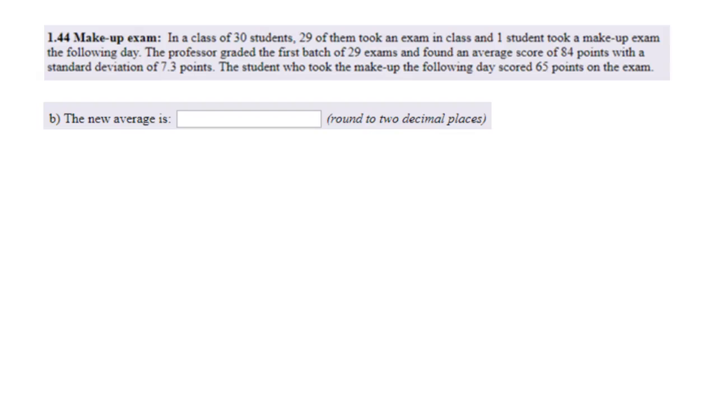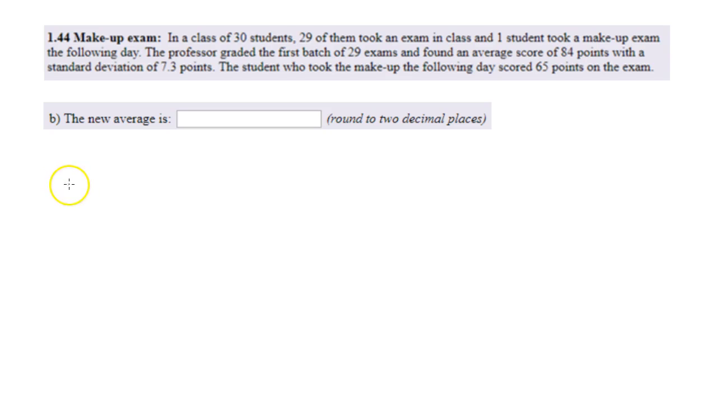All right, so we're going to look at problem 7 from the week 2 assignment. We had a question about how to calculate the new average. This is part B of the problem, as you can see here. So there's an equation we use to figure out average.